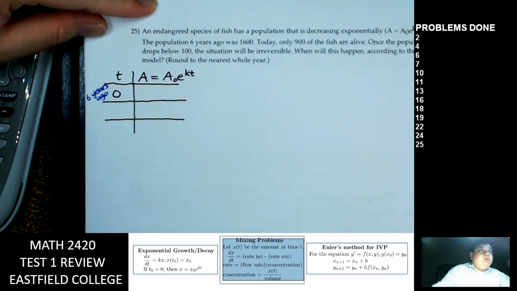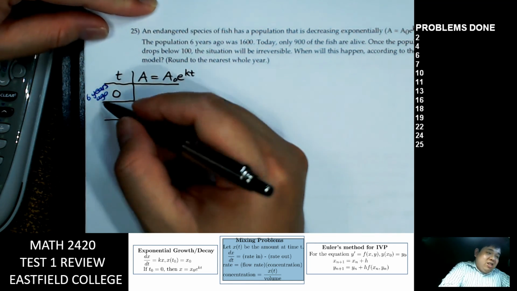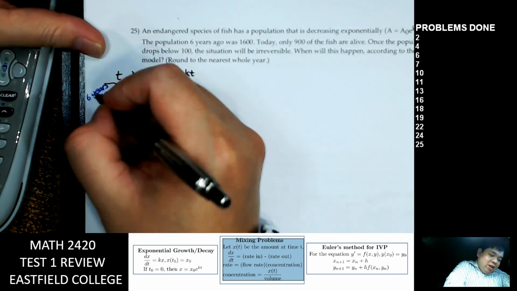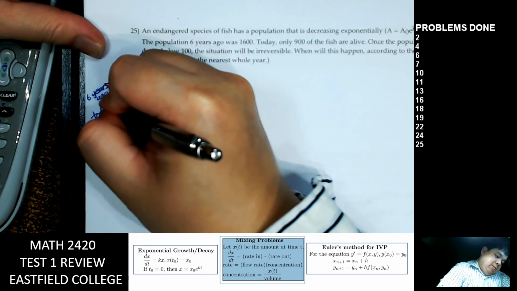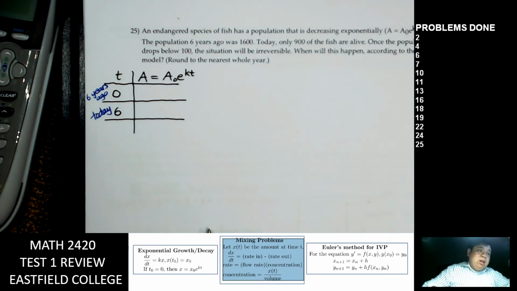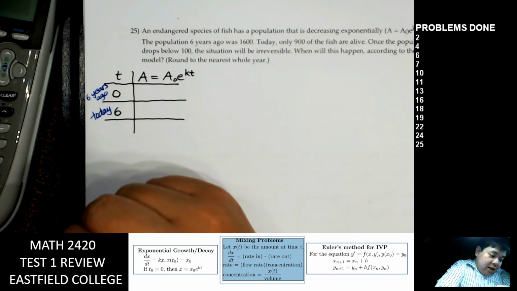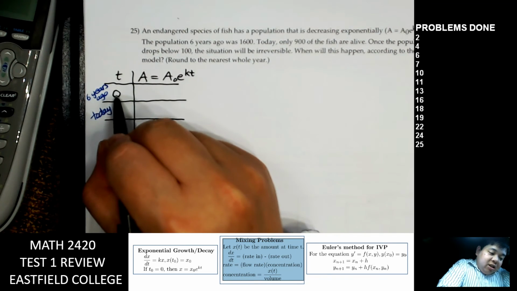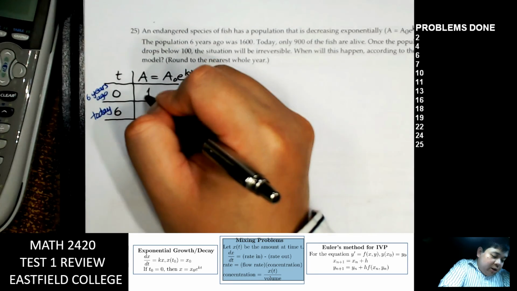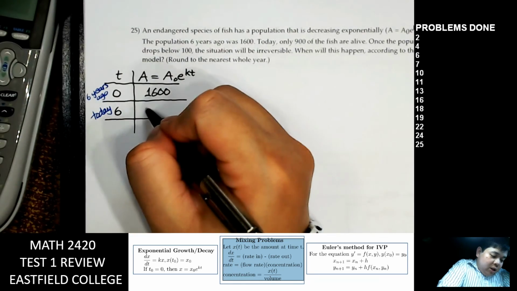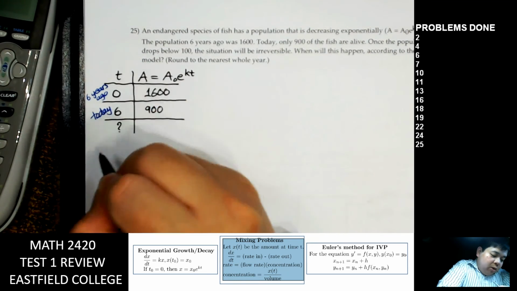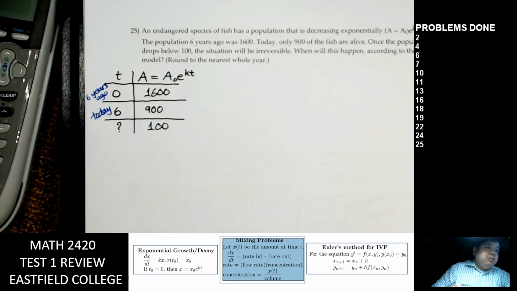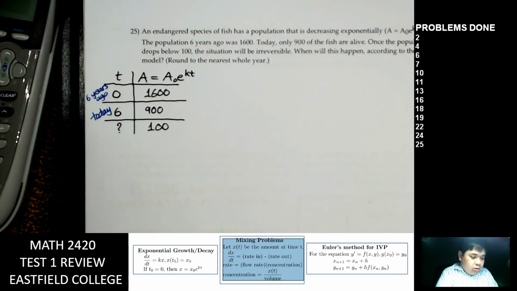Six years ago. Today means 6 years after 6 years ago, so the time today is going to be equal to 6 years. And 6 years ago, it is 1600. Today, 900. At what time will it go to 100? So pretty simple. We have those data summarized in that.